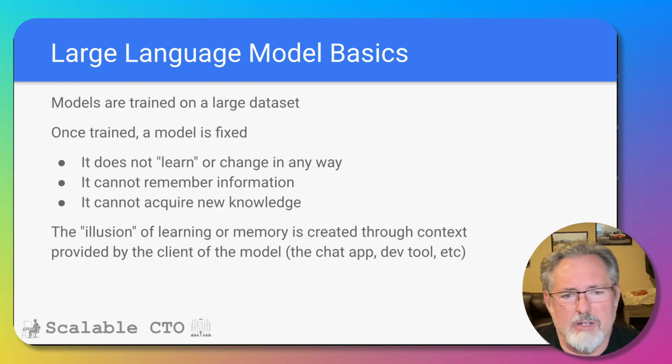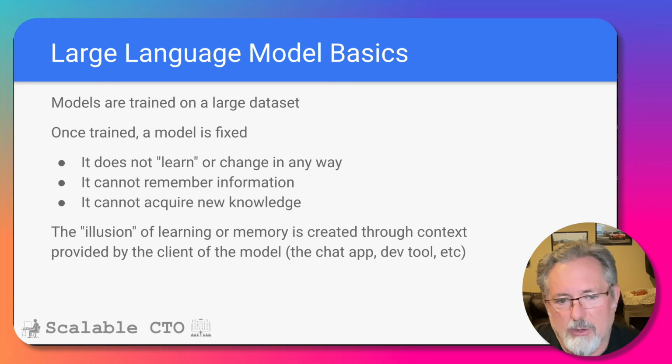These models are trained on large data sets. And once they're trained, the model is fixed. It's just a big state machine. You put text into it, you get text out of it. The models don't learn or change in any way as you use them. They don't remember information. They don't acquire new knowledge or skills. They are what they are when they're trained.